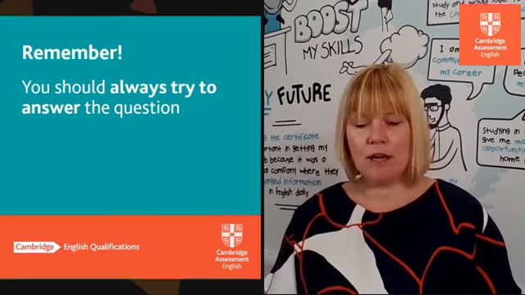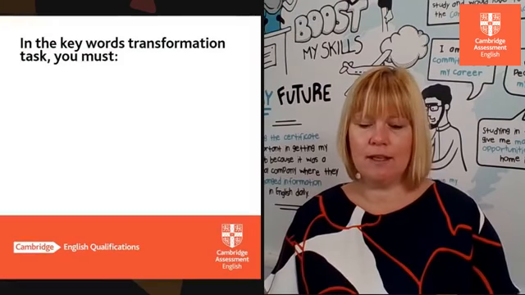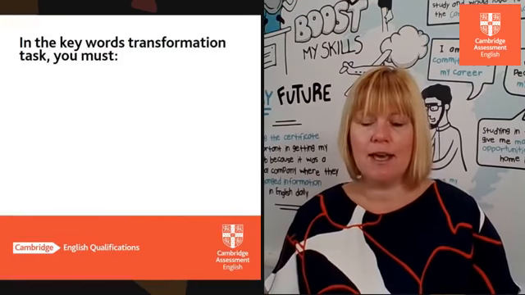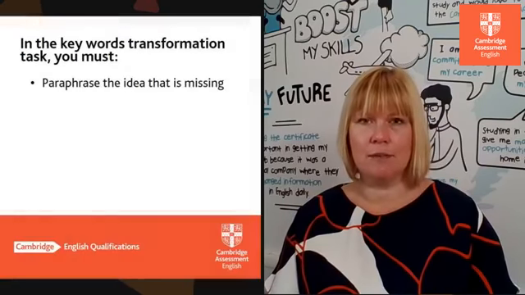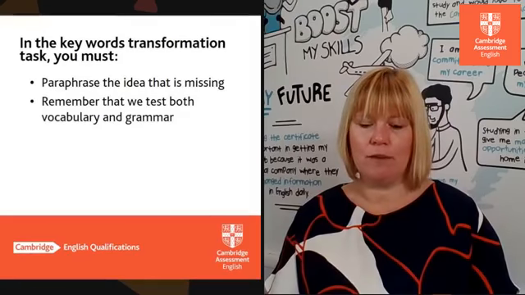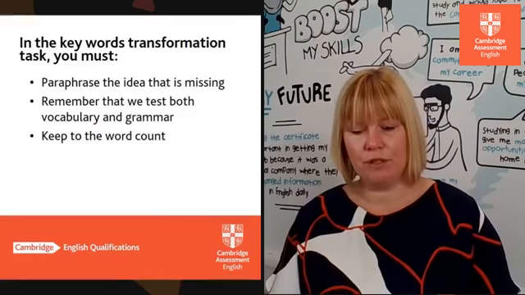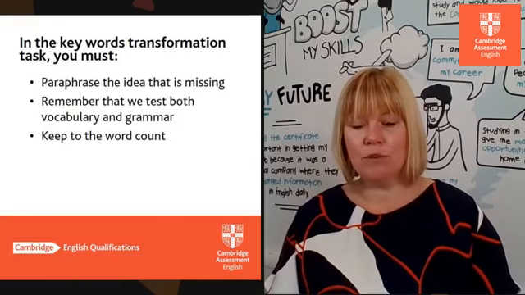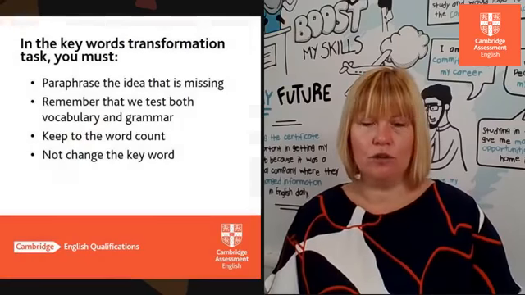So let's summarize what we've discussed today. We've talked about the keyword transformation task. And in the task, you must paraphrase the idea that is missing. Remember that we test both vocabulary and grammar. Keep to the word count. That's very important. Do not change the keyword. And give the answer even if you are not sure.